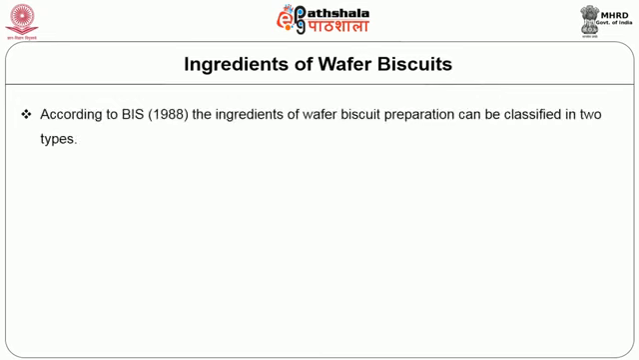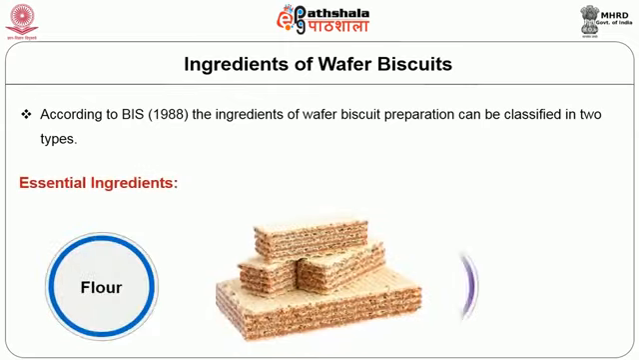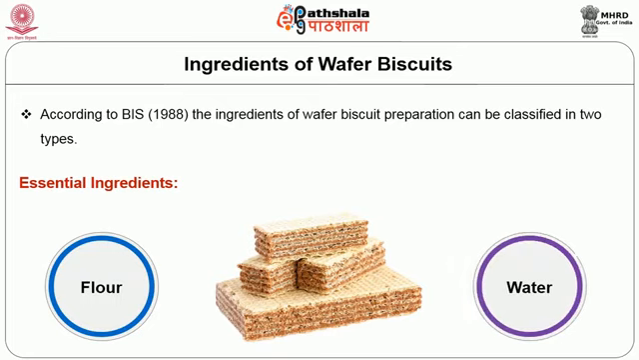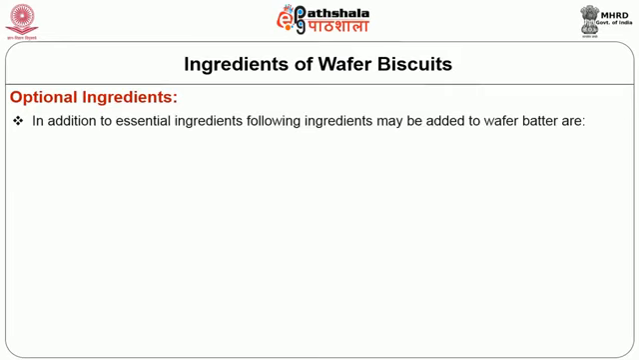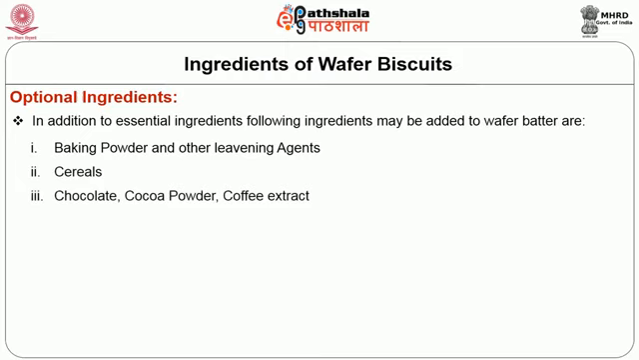Now we'll see the ingredients of the wafer biscuits. There are basically two types of ingredients. One is essential ingredients. In this category, flour and water are the essential ingredients for preparation of batter of wafers. The other ingredients are termed as optional ingredients. So in addition to essential ingredients, the optional ingredients of wafer batter may be baking powder and other leavening agents, chocolate, cocoa, coffee extract, etc.